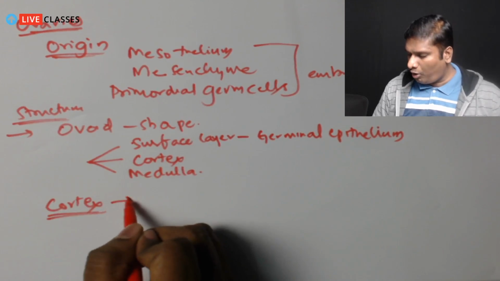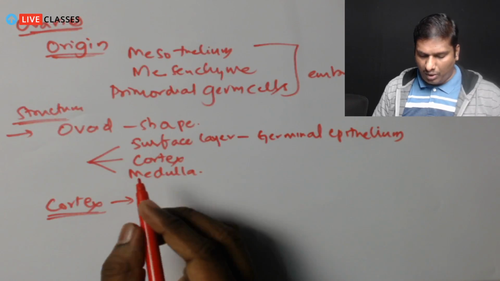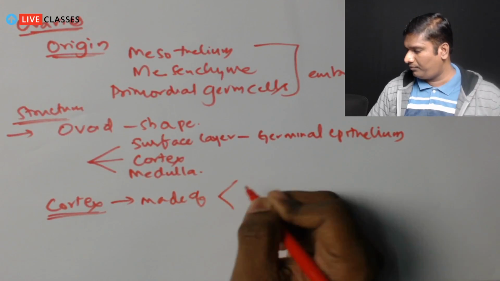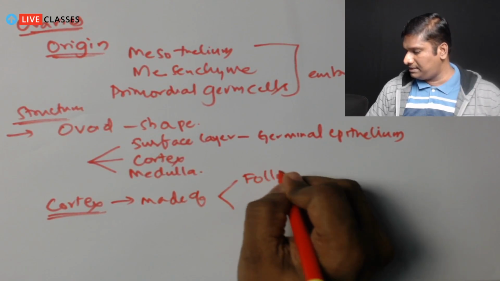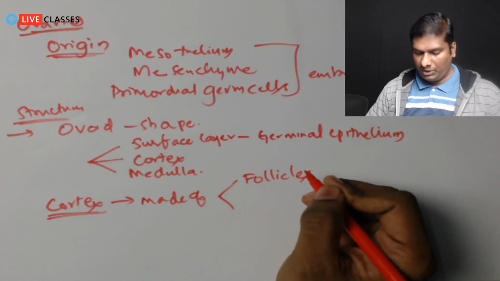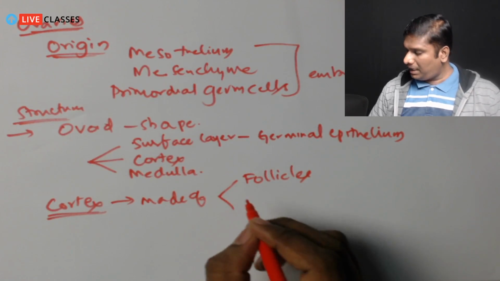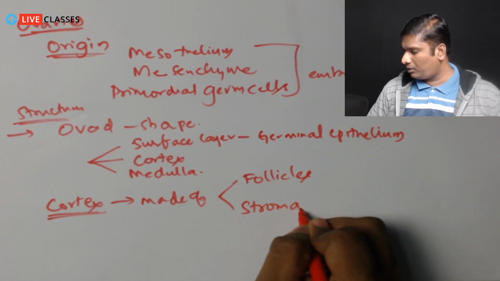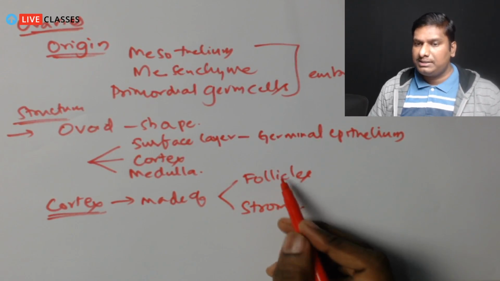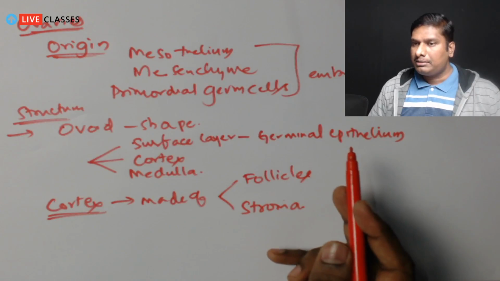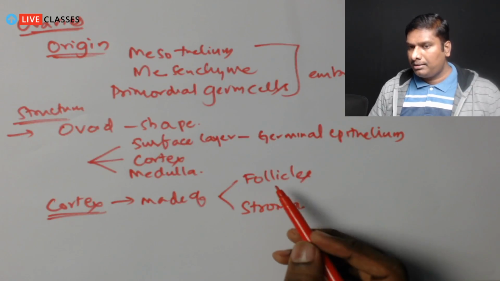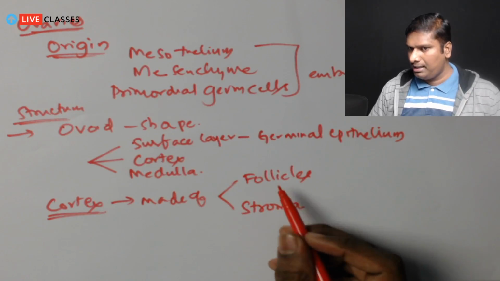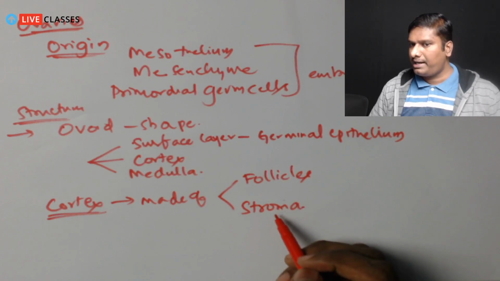The cortex region is made up of two things: the follicles, and a hormone producing tissue called stroma. So follicles and stroma. In the male testis, it was seminiferous tubules and stroma. Here it is follicles and stroma.